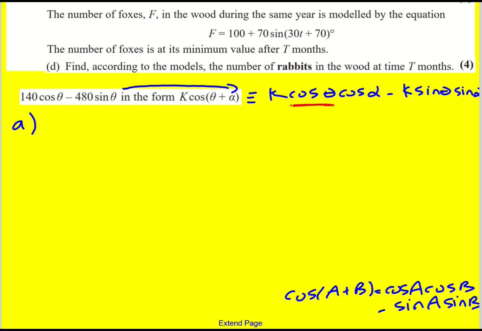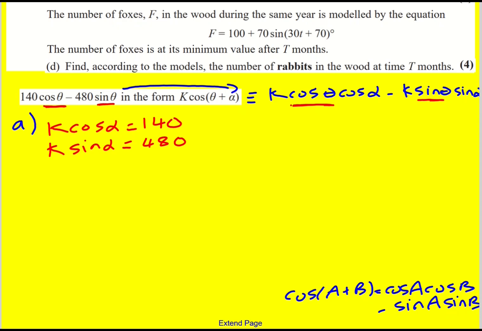And so I can now compare coefficients. It must be that the coefficient for the coses are equal, and therefore K cos alpha must equal 140, and the coefficient for sine theta, they're equal. Both got a negative in, that's why we've used cos(theta plus alpha). So K sine alpha is going to equal 480.